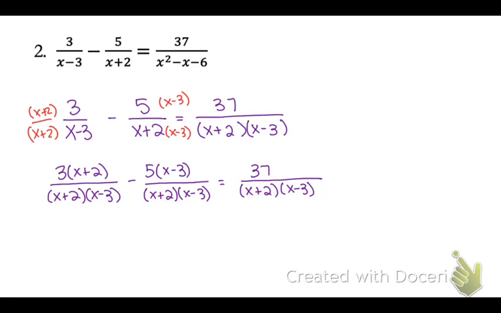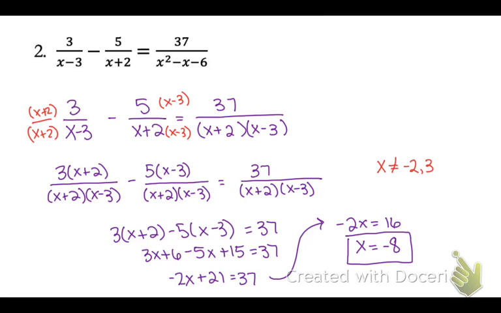Our exclusions here would be -2 and +3. That's what would make your denominator 0. So as long as when we solve out, we don't get one of those two answers, then we have a solution. So we're going to take our numerators, set them equal to each other. You'll go ahead and multiply in your -5s and 3 and combine like terms. Solve it out like normal, and we end up with x equals -8, which is not a part of our exclusions up there. So that's the solution.